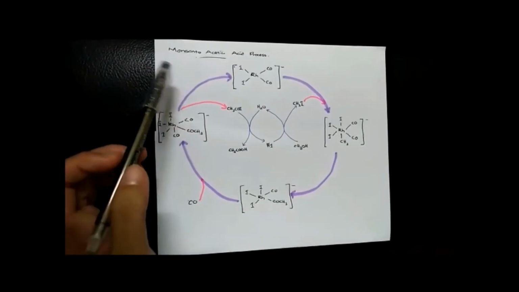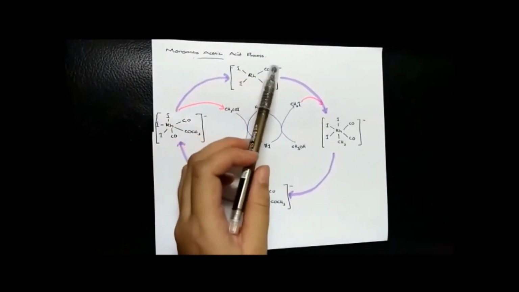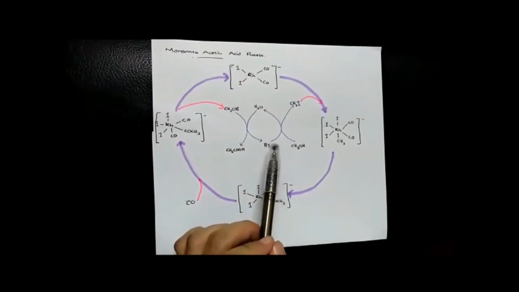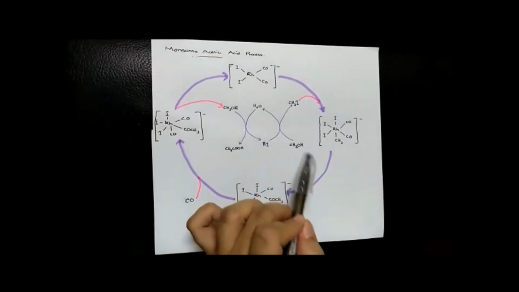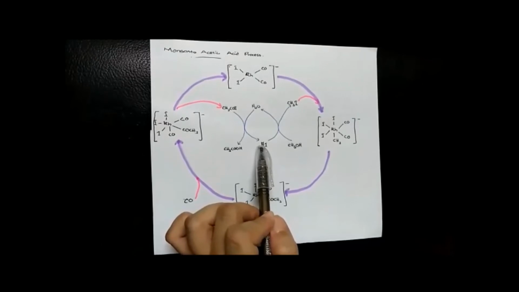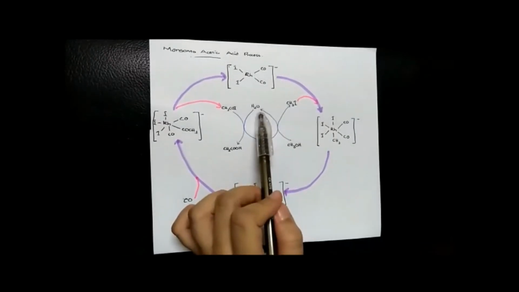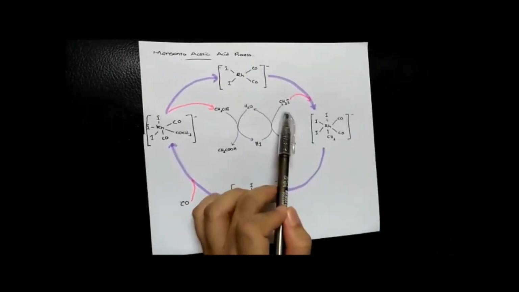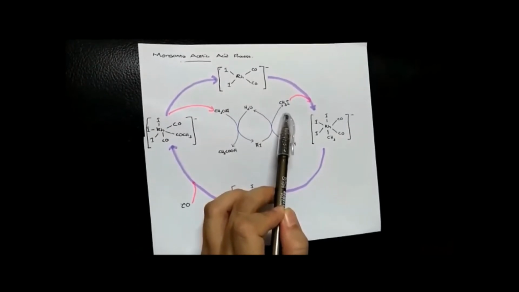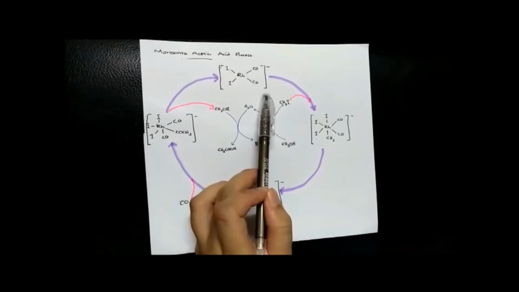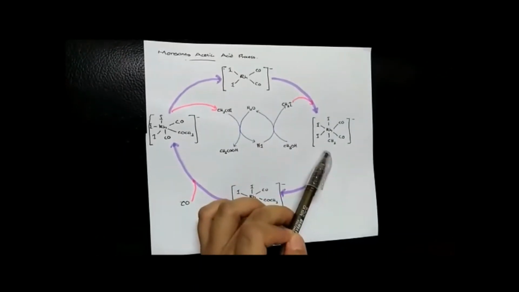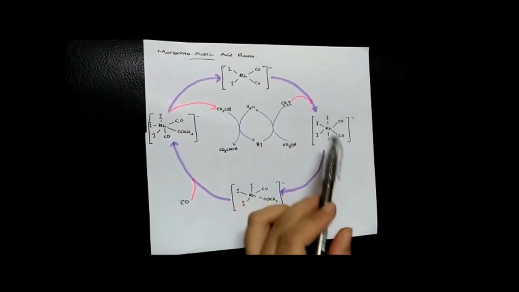Here is the mechanism of the Monsanto acetic acid process. Firstly, methyl iodide is generated by the reaction between methanol and hydrogen iodide, with water as a byproduct. Then, this methyl iodide adds to the rhodium complex by oxidative addition, resulting in a rhodium methyl complex.